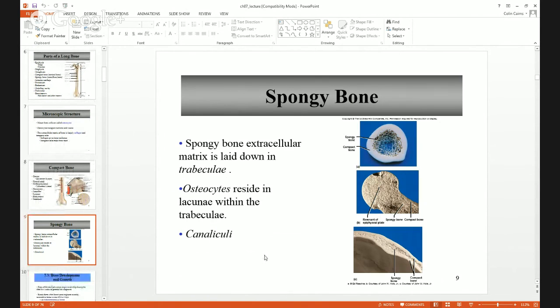In spongy bone, the extracellular matrix is laid down in the trabeculae. The osteocytes reside in lacunae within the trabeculae, and there are also canaliculi.